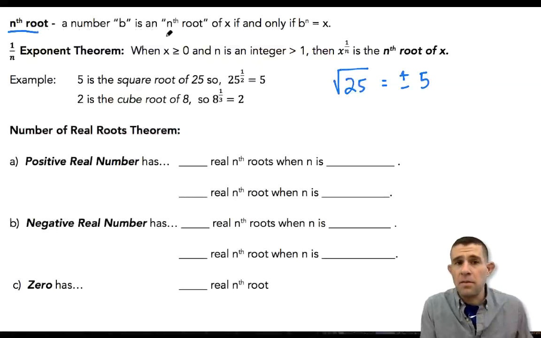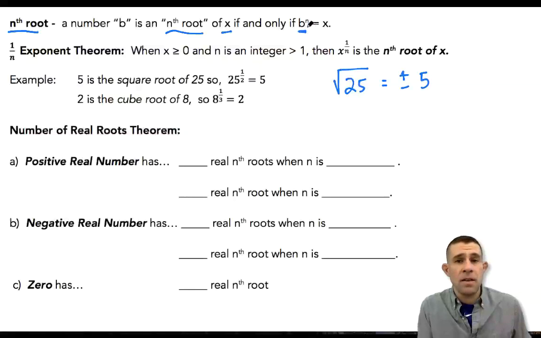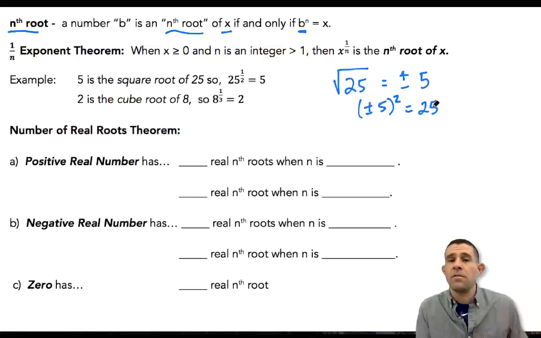Now, a number b is an nth root of some number x if and only if you can take b and raise it back to that same power to get x. So in our example here of 25, we'd say both positive and negative 5 are the square roots of 25, because if I take positive and negative 5 and square it back, I'll end up with 25.